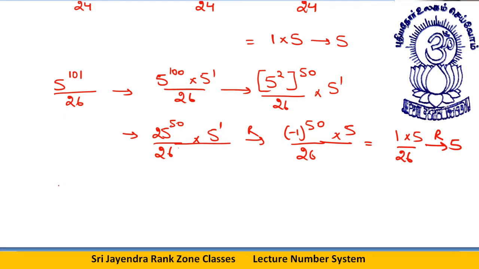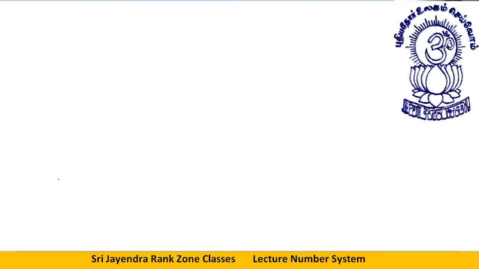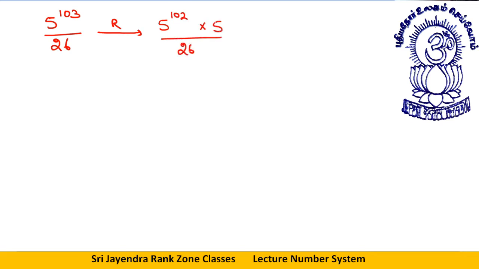Let's move to another concept now. This will be a bit typical as compared to the previous one. Suppose I say 5 raised to the power 103 divided by 26. What will be the remainder? How will I do it? I will write 5 raised to the power 102 into 5 divided by 26.